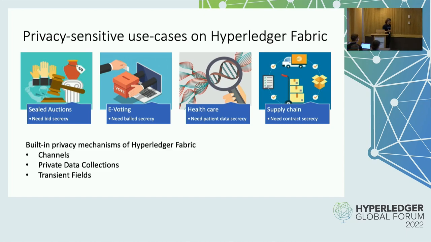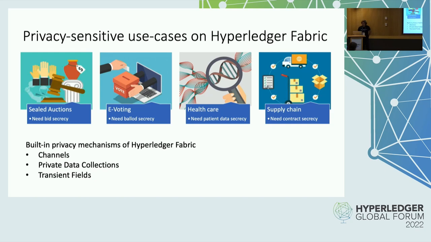Luckily, Hyperledger Fabric already comes with a few built-in mechanisms to solve those issues. For instance, we have channels where we can establish multiple blockchains on our network in order to split the participants, so that only the participants can see the data they should see on the transactions. Then we have private data collections where we only exchange the data among the people who need to know the data and submit essentially a hash or commitment of that data on the blockchain. And then we have private or transient fields, which allow us to put data in a transaction which does not show up in the end on the ledger.